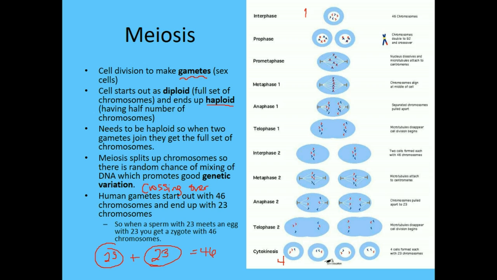Alright, so mitosis is just for repair and to create new cells. It's a clone. And meiosis is to create the gametes. So meiosis is involved in sexual reproduction.